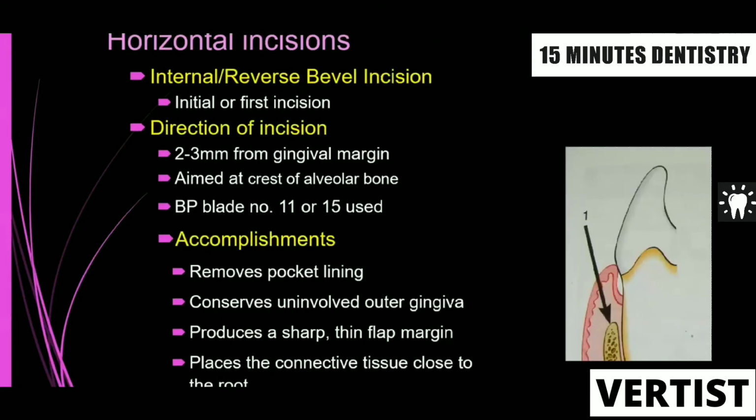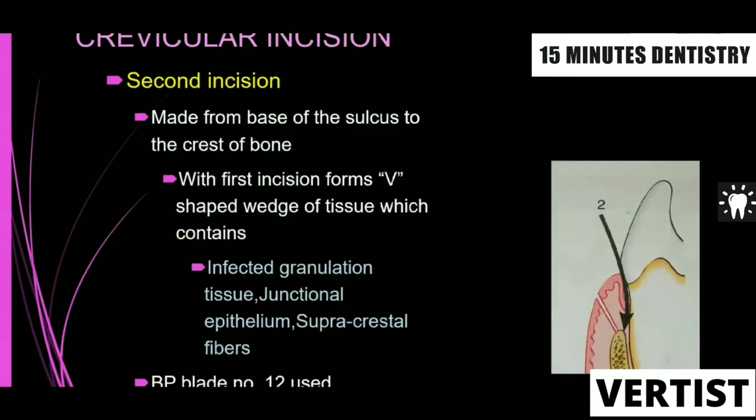This is the first incision, that is the internal bevel incision, given 2 to 3 millimeters from the gingival margin, aimed at the crest of the alveolar bone, along with the number 15 and number 11 blade. It removes the pocket lining, conserves the uninvolved outer gingiva, produces a sharp and thin flap margin and places the connective tissue close to the root.